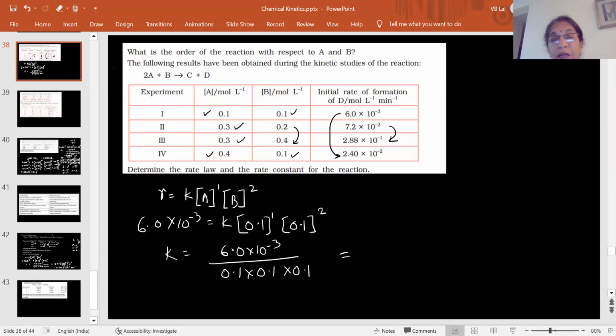Right? So what will be the answer? Easy, isn't it? So it is 6. And what will be the unit? Mole per liter raised to minus 2 and second raised to minus 1.